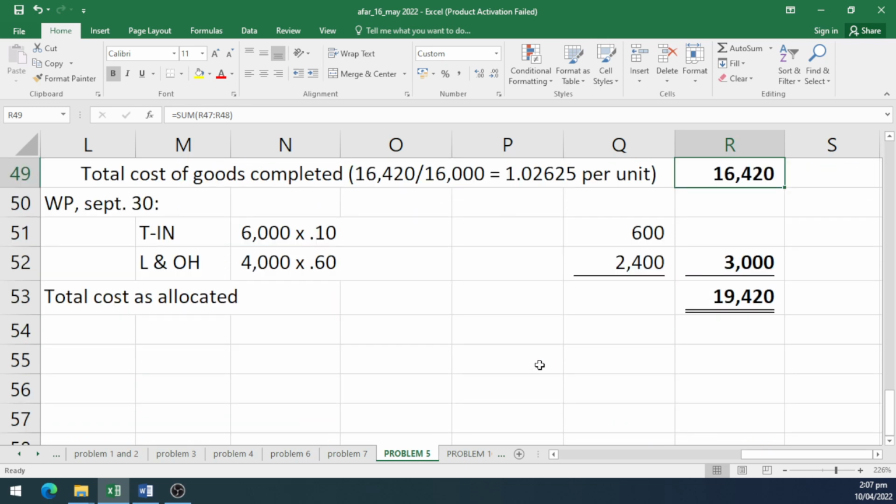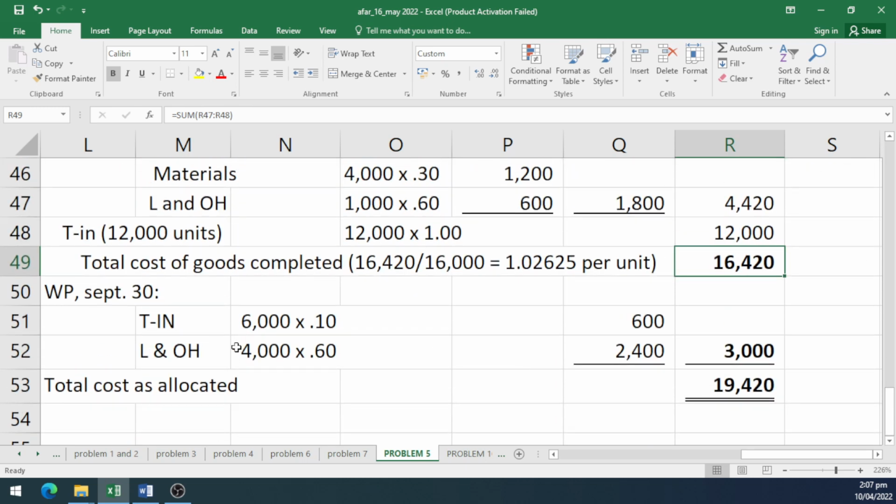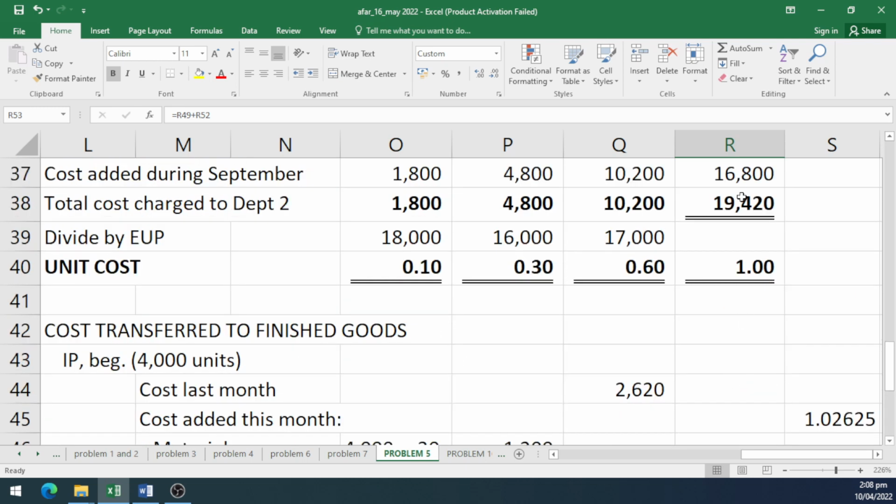Ang ating work in process ending, transferred in, 6,000 times 0.10, 600. For labor and overhead, 4,000 times 0.75, that's 3,000. So ito po, 19,420 total cost. And we are able to reconcile that with the total cost. Yeah, babalansin nyo yun kasi class eh. Yung total cost charged to the department, then as assigned, ano?